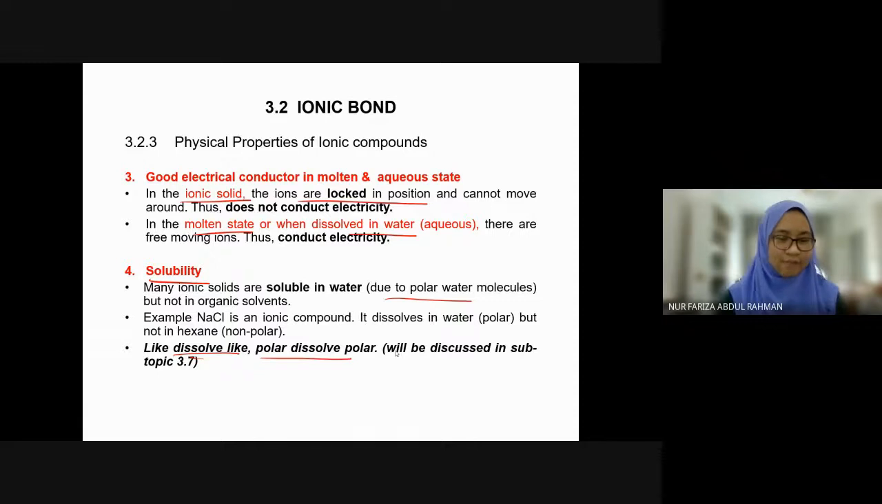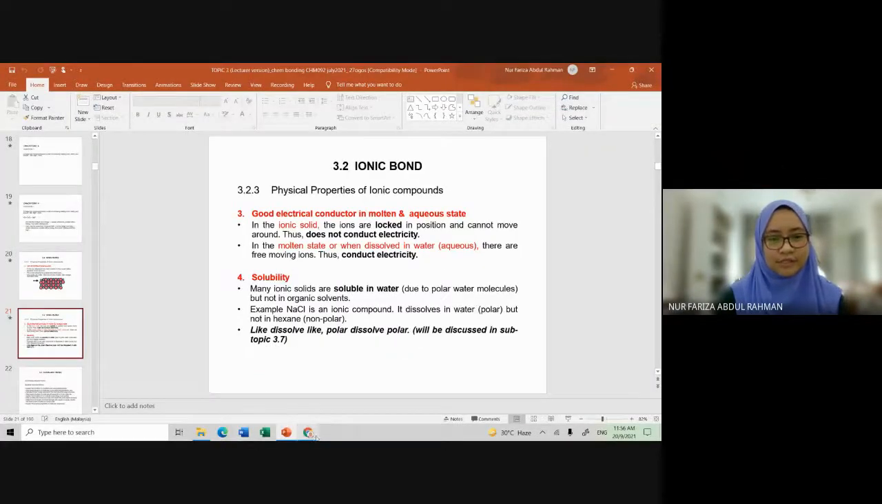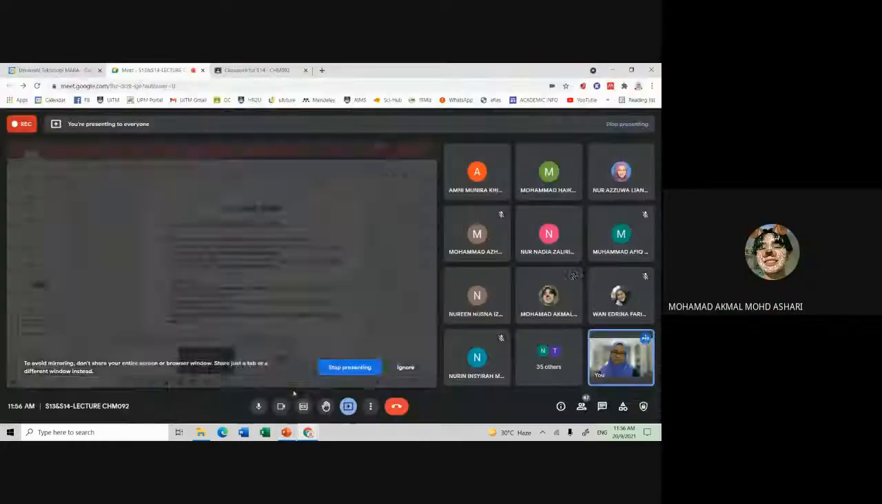Ada satu je metallic bond. Okay, any question guys? I think there should be no question. Ada ke? No, madam. Alright, okay.